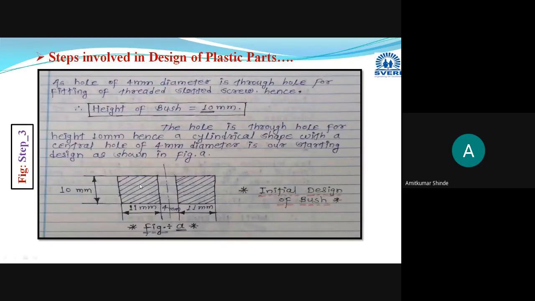Now this is our initial design. Now as we will consider the wall thickness and other factors in the plastic part design, this bush design will get modified. This is our initial design, and this design we are going to modify. Now from here onwards, this design will be modified. Okay, this is the initial design of the bush.